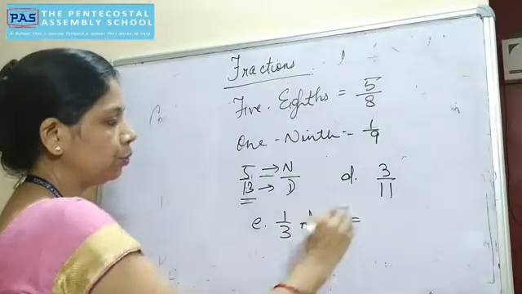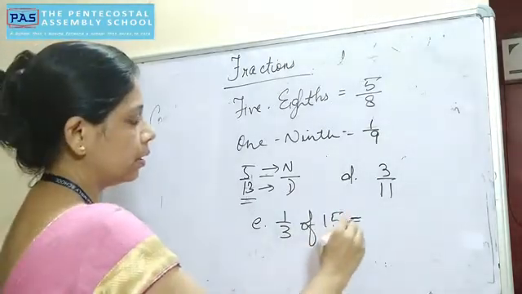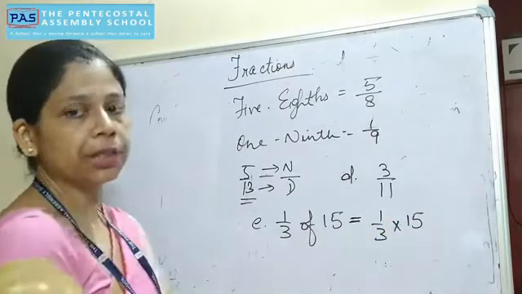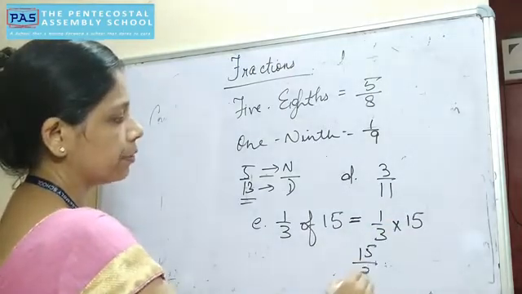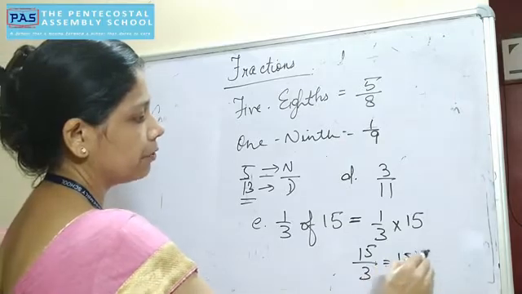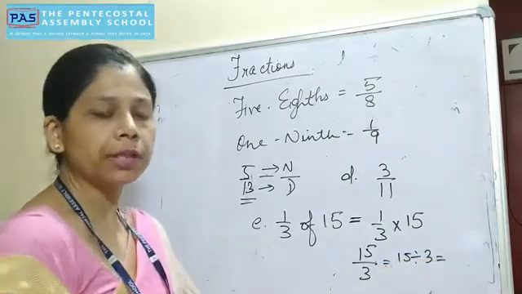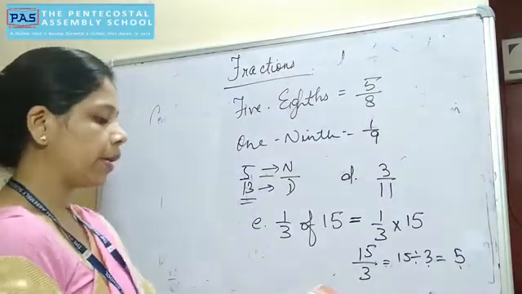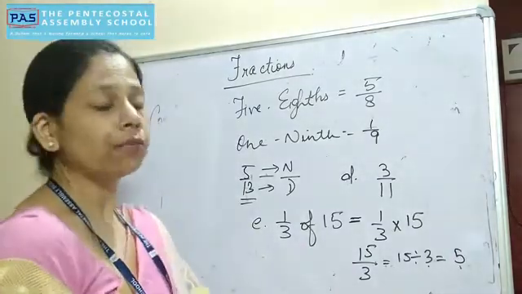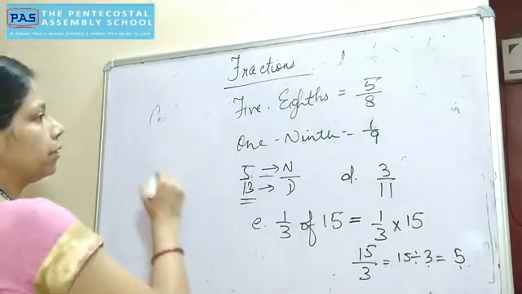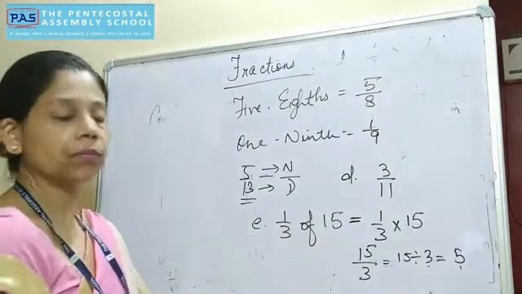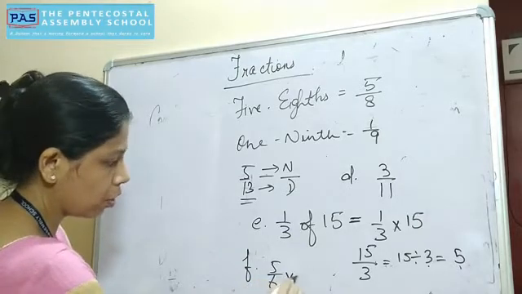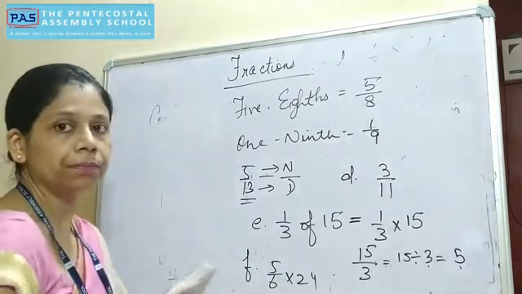Now this is also an important type of question, 1/3 of 15. I've explained it in the previous class, in the previous video. Here 'of' means multiplication, and this is 15 by 3, which means 15 divided by 3. What is 15 divided by 3? 5. 5 3s are 15. And 5/6 of 24. This sort of question we have also discussed. I hope you are able to see the board.